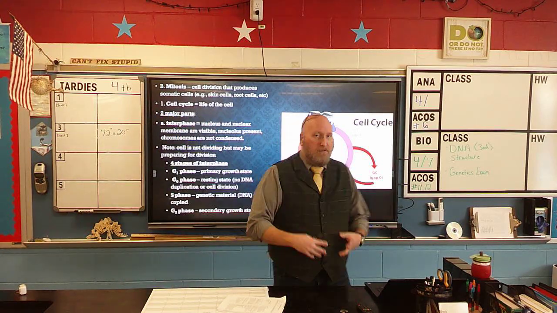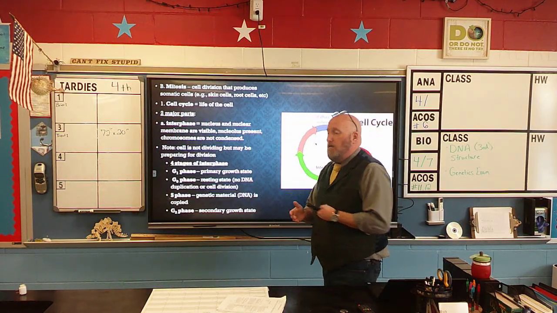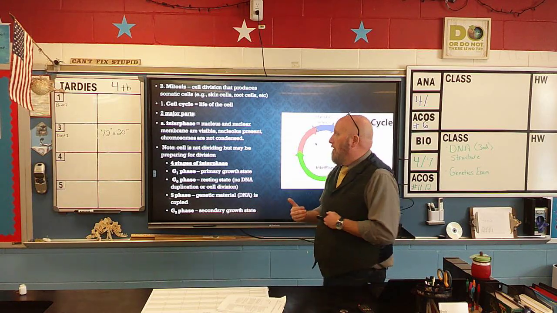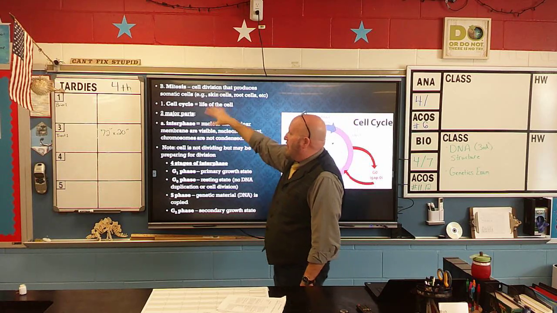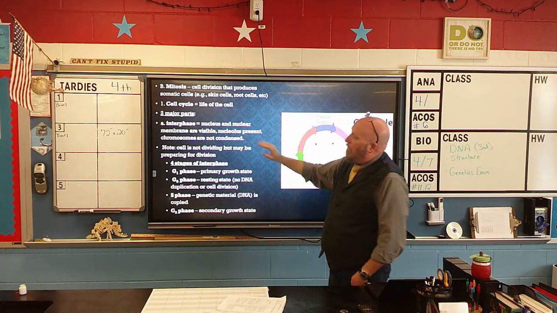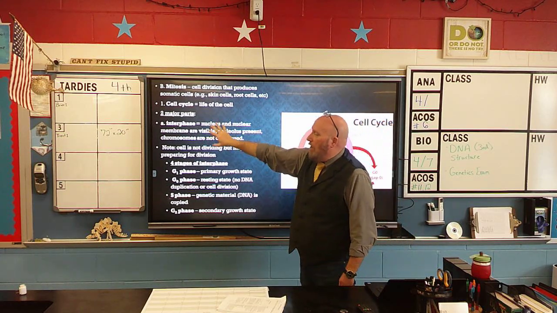Your body is made up of trillions of cells, and each one of those cells is eventually going to make new cells. Well, how does it do that? Well, every living cell has a life cycle. And there's two major sections to your life cycle. The first stage is called interphase.